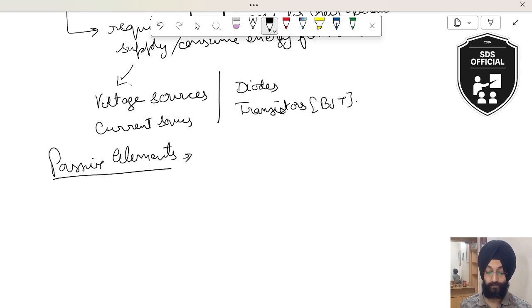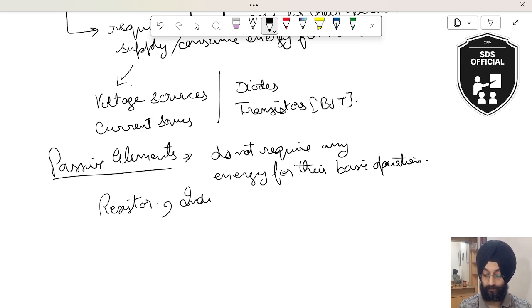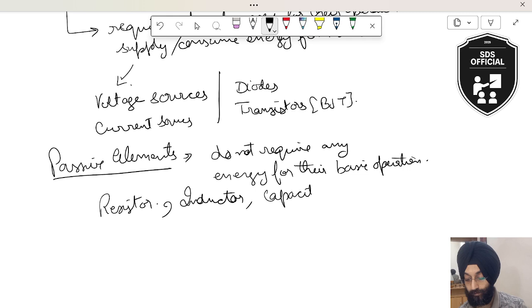So, dear students, passive elements are those which do not require any energy for their basic operation. The best example is resistor. The second example is inductor, and the third one is capacitor. So what does that mean? They do not require any energy for their operation.